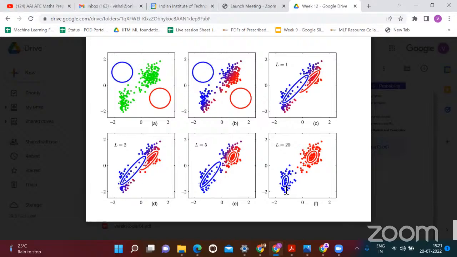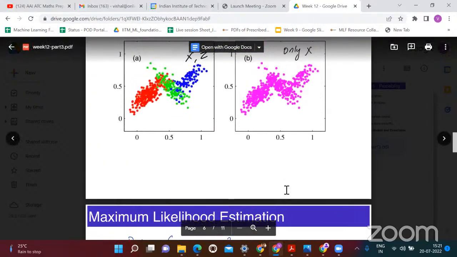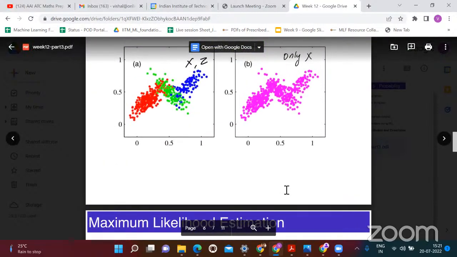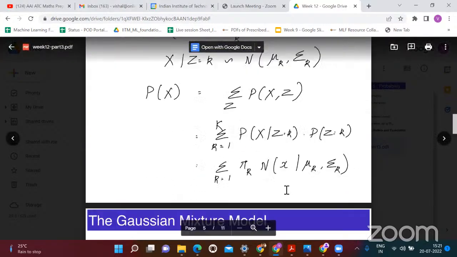Okay, I think this is clear. So if you have any doubt regarding the EM algorithm, you can ask.